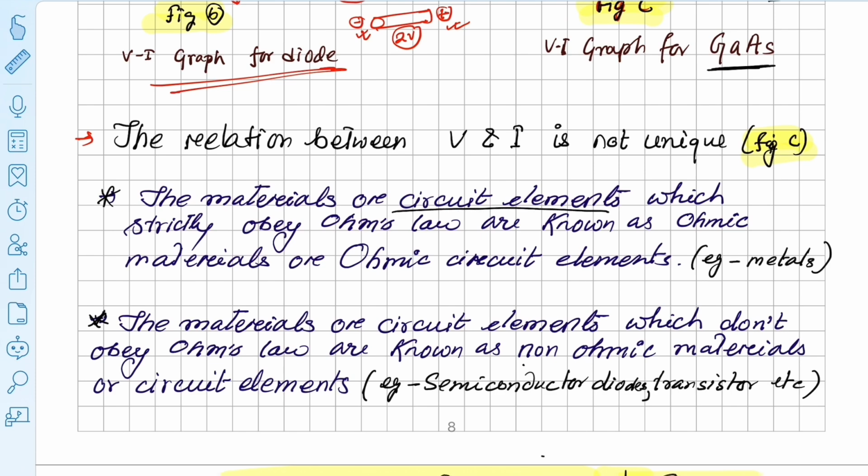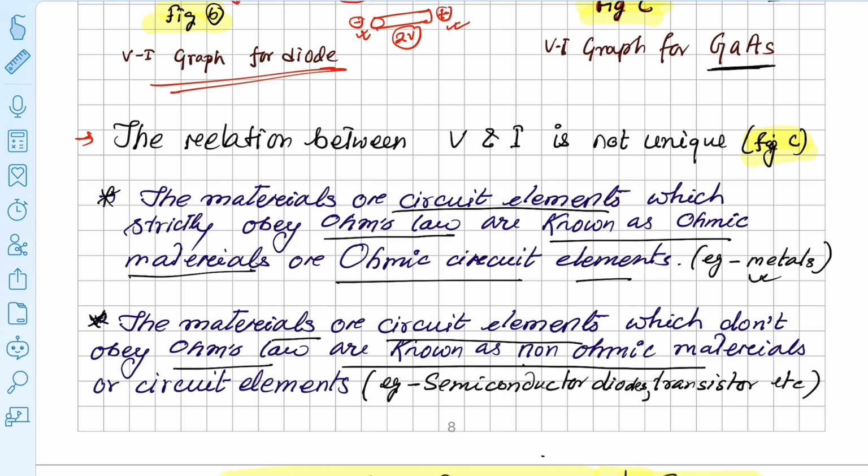The materials or circuit elements which strictly obey Ohm's law are known as ohmic materials or ohmic circuit elements, for example metals. And the materials or circuit elements which do not obey Ohm's law are known as non-ohmic materials or non-ohmic circuit elements, like semiconductor, diode, transistor, etc. So hope you have understood this.